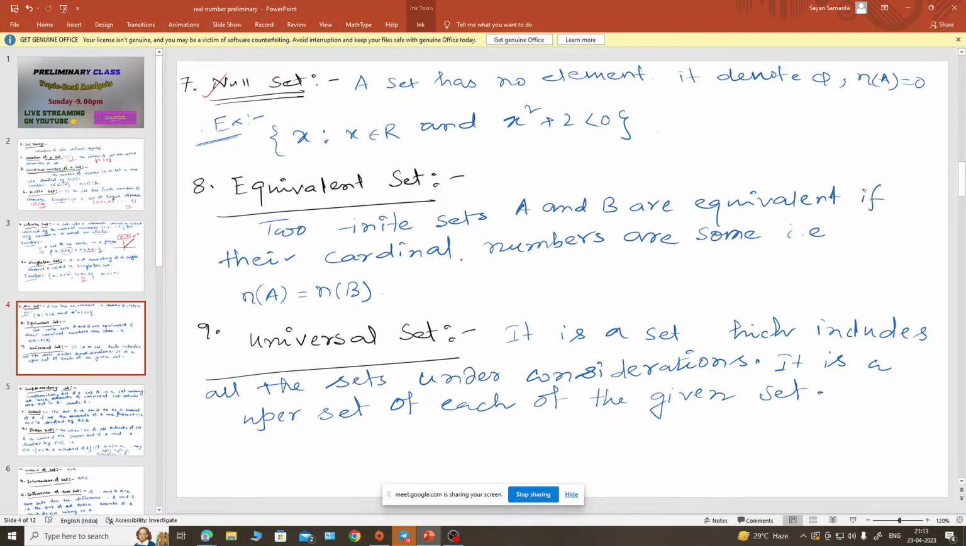Now we see a counterexample. So we put x belongs to R. R means real numbers. And the given condition is x square plus 2 less than 0. So x square plus 2 less than 0, that is, we can also write x square less than minus 2. This is the imaginary field, not existing in the real field. So there exists no element in the set that satisfies x square plus 2 less than 0. So this type of example is called a null set.